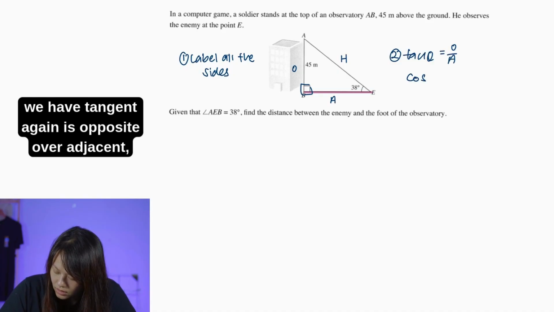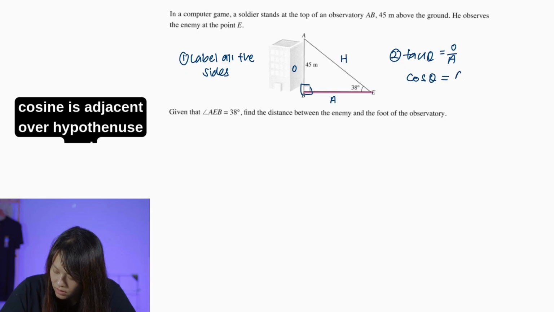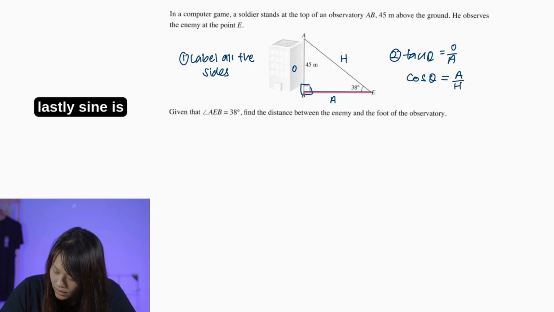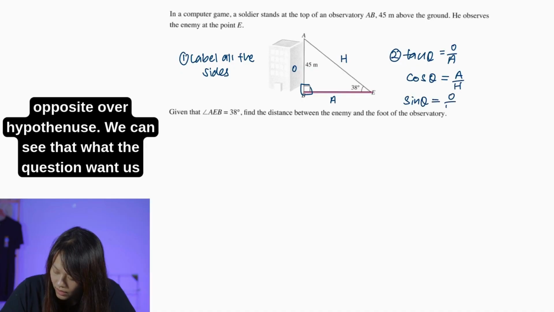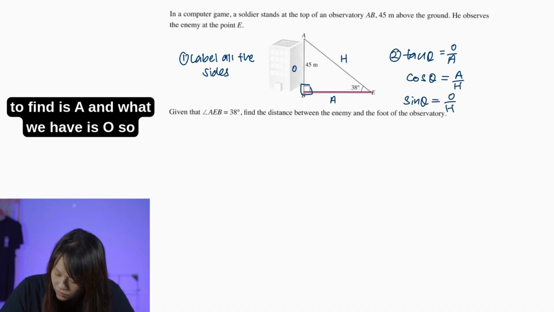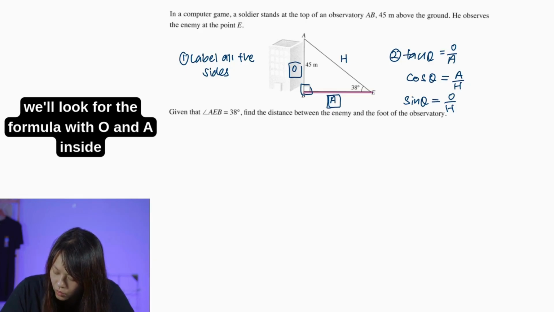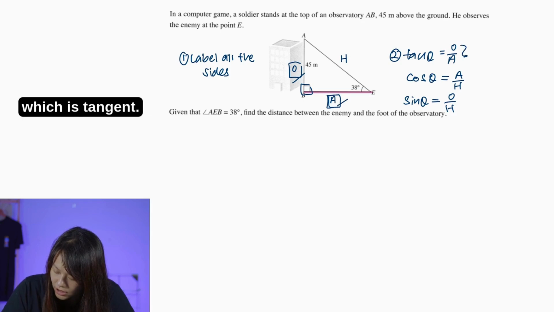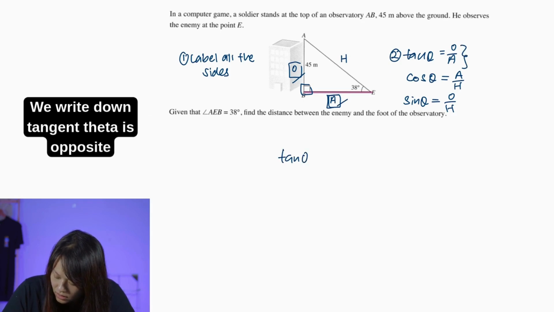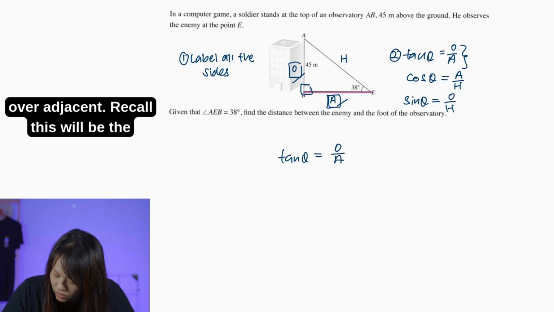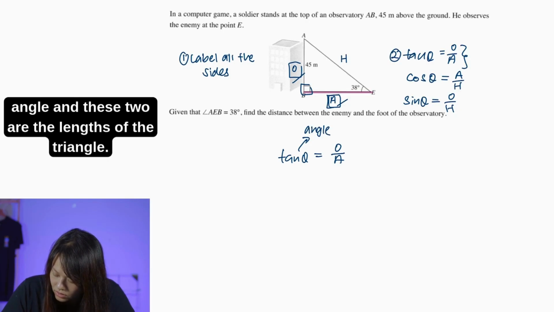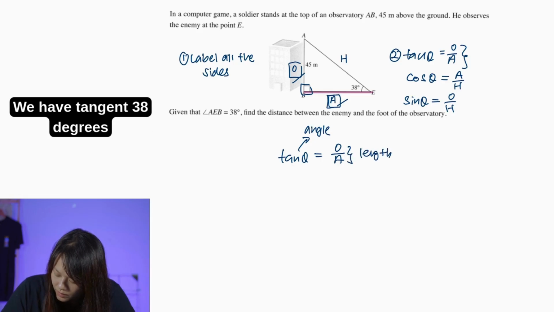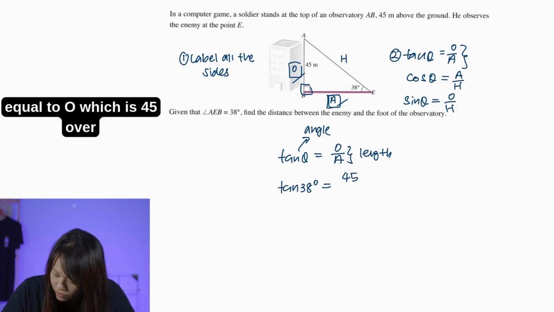Tangent, again, is opposite over adjacent, cosine is adjacent over hypotenuse, and lastly sine is opposite over hypotenuse. What the question wants us to find is A, and what we have is O. So we'll look for the formula with O and A inside, which is tangent. We write down tangent theta is opposite over adjacent. Recall this will be the angle, and these two are the lengths of the triangle. So we have tangent 38 degrees equal to O, which is 45, over adjacent, which is BE.